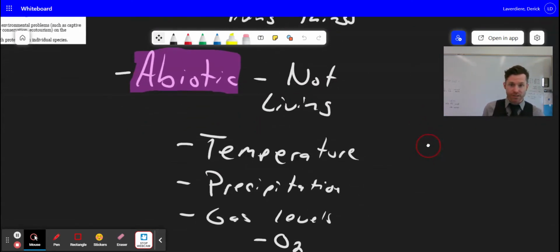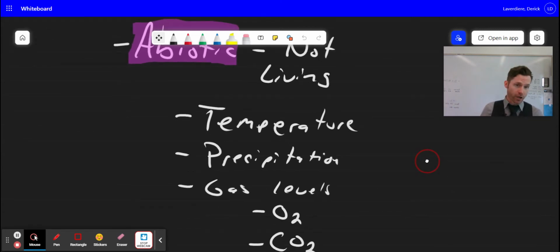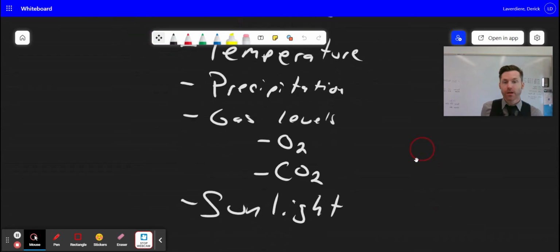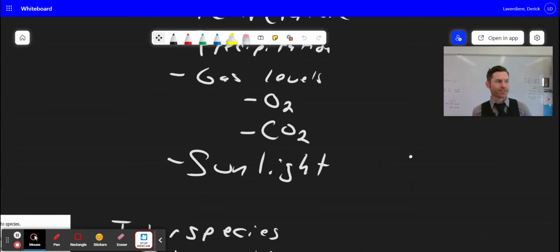Abiotic are just the non-living things within the ecosystem. Okay? And so that's things like temperature, precipitation, rain, snow, fog. Okay? Gas levels, the concentration of oxygen in an environment, for instance, or the concentration of carbon dioxide, okay? And the levels of sunlight. Right? Sunlight's a very important abiotic factor. Okay? And so that's the difference between biotic and abiotic. Biotic is living things, abiotic is non-living things.